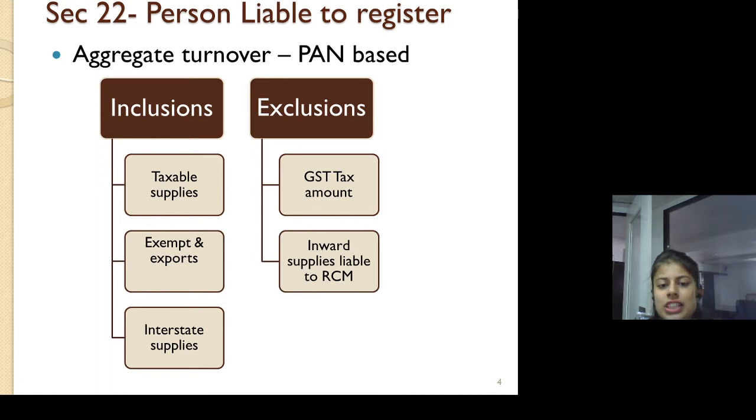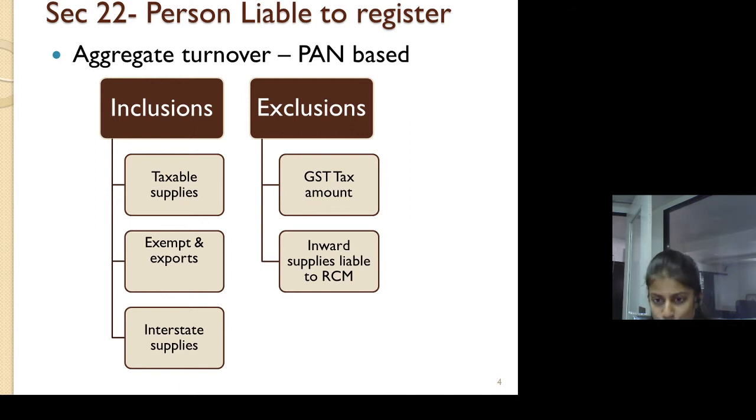First thing we'll see what are the inclusions in the aggregate turnover to be calculated. First thing will be taxable supplies. All that we are supplying as sales, that will come under taxable supplies. Second will be exempt supplies and exports. Whatever exempt sales we are conducting and exports, that will also be considered. Obviously GST is not leviable on it, but for calculation of the turnover limit, that is to be considered. And third thing is interstate supplies. Even if you are taking the registration for a state and you are making interstate supplies, that also will have to be included.